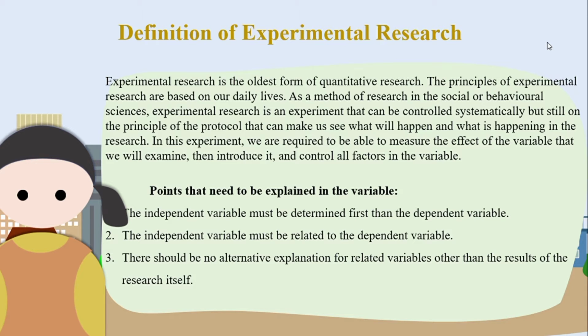Points that need to be explained in the variable. Number 1. The independent variable must be determined first, then the dependent variable. Number 2. The independent variable must be related to the dependent variable. Number 3. There should be no alternative explanation for related variables other than the result of the research itself.